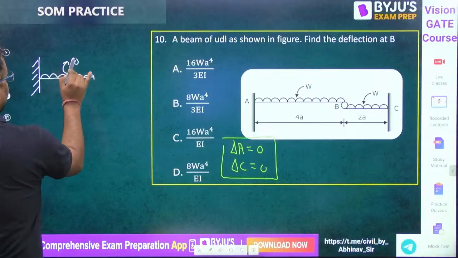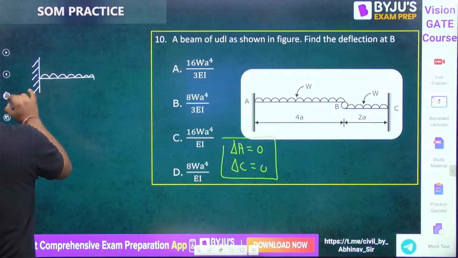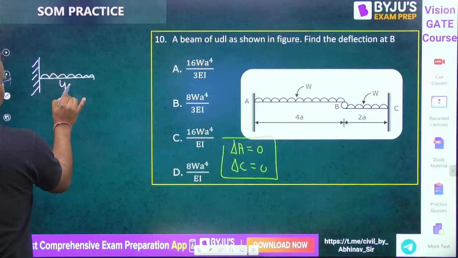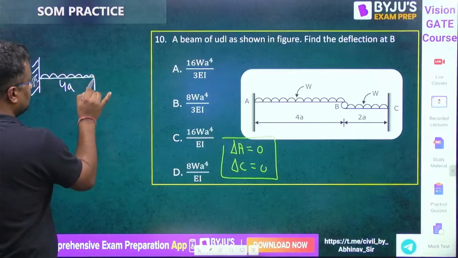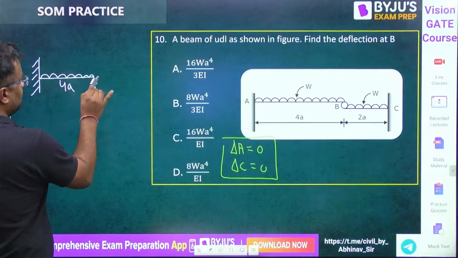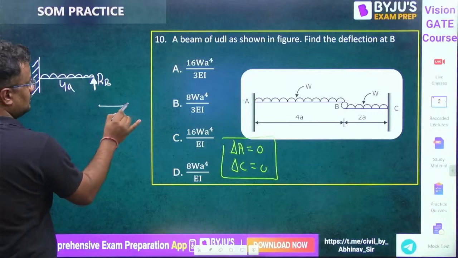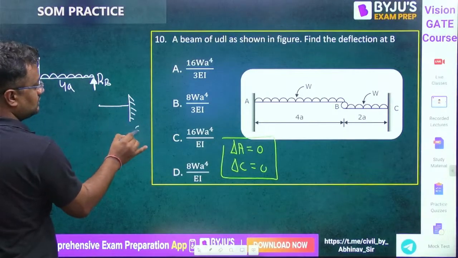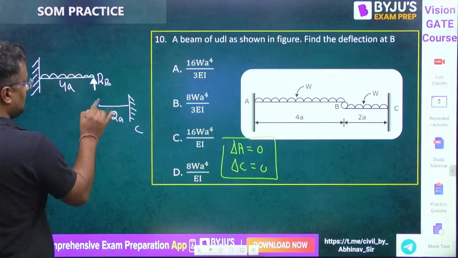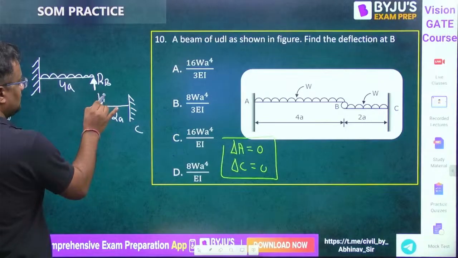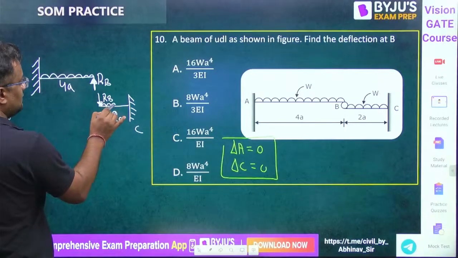W Newton per, इसको हटाओ, W understood मानते हैं। This is 4A, and from here B, reaction will be coming upward RB. Reaction will be coming RB. Now here 2A, 2A, and of course the same reaction will be downward RB, and it is again W.